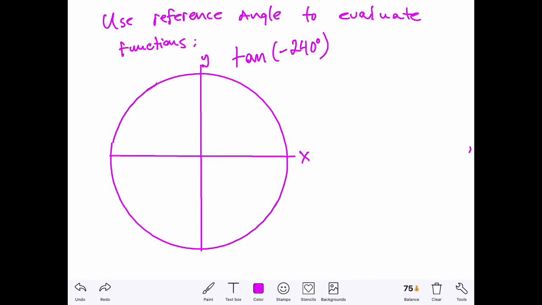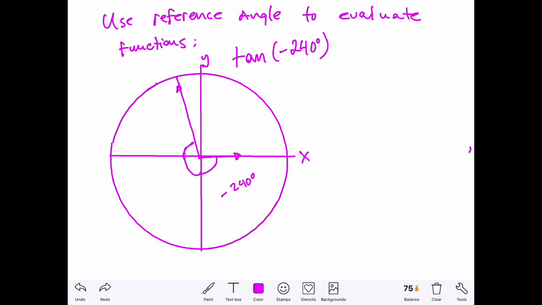Okay, draw your initial side. Remember, put this little vertex. Draw out the ray. Initial side. And now, if it's negative 240, which way do we move? Remember, negative, we move in a clockwise direction. 90, 180, and then up here to 240. And let's extend it all the way to that unit circle edge, the radius of 1. Okay, negative 240, we can label.